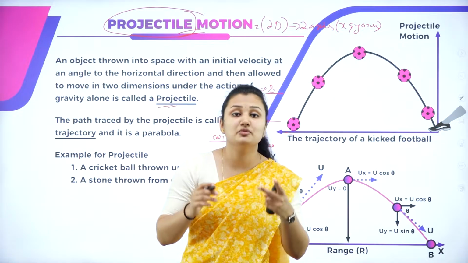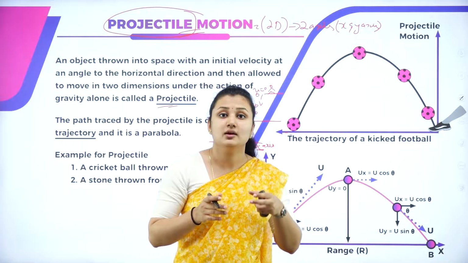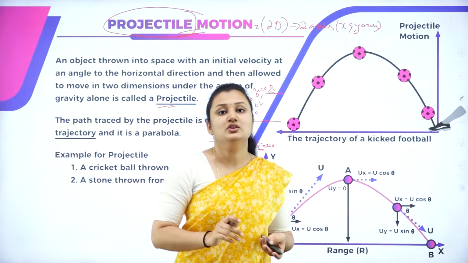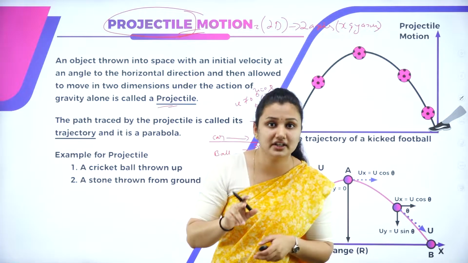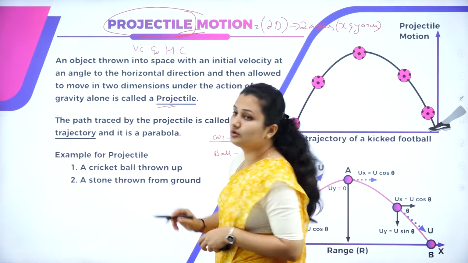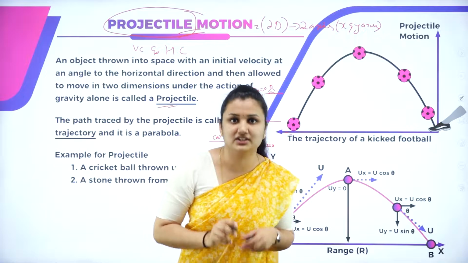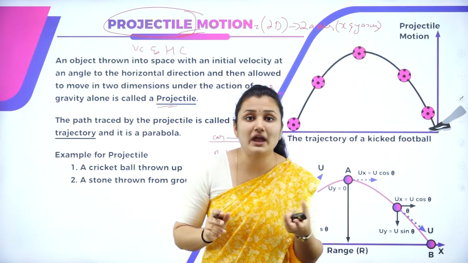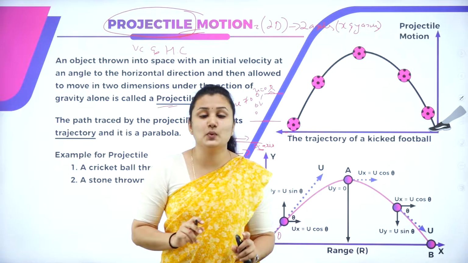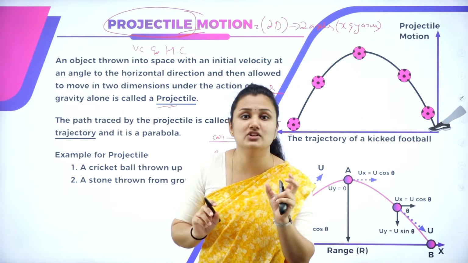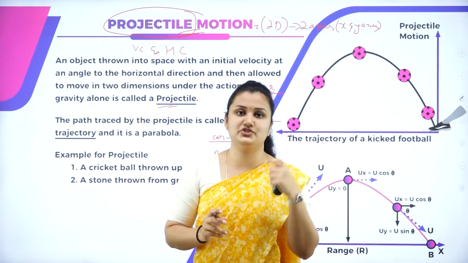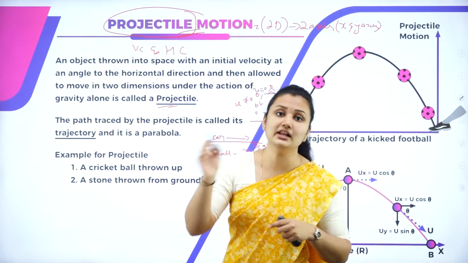So, you can observe two types of motion: the body's motion along the vertical component and the body's motion along the horizontal component. I need both the vertical and horizontal components to describe the motion of the projectile. That is why we need both x and y axes. Projectile motion is a two-dimensional motion where we take two axes to describe the motion of the object.